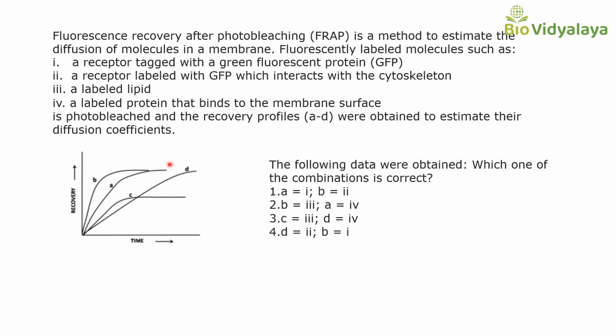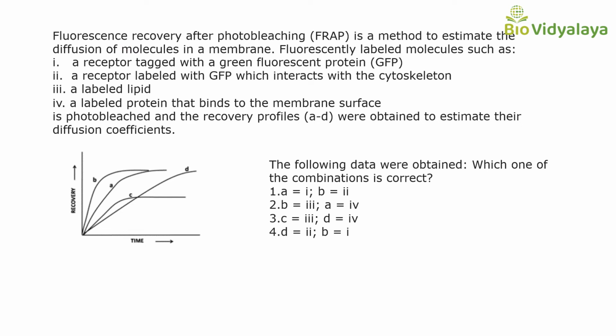So this is the graph. The following data were obtained. Which one of the combinations is correct? These are the four options. From these four options we have to find the correct combination. So we can categorize this question as a tough question, and this is also a tricky question.